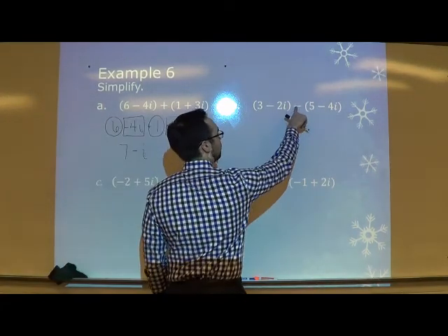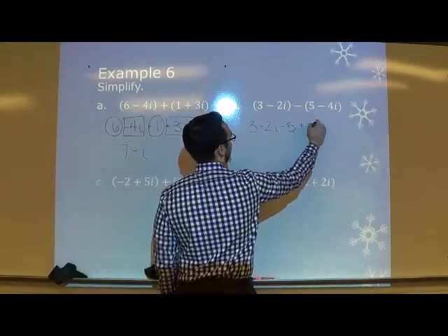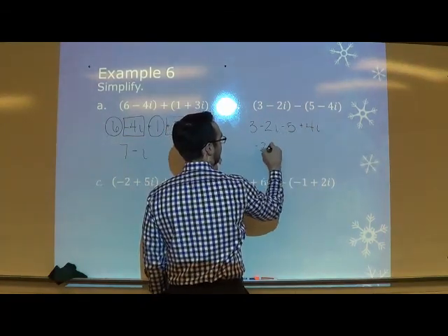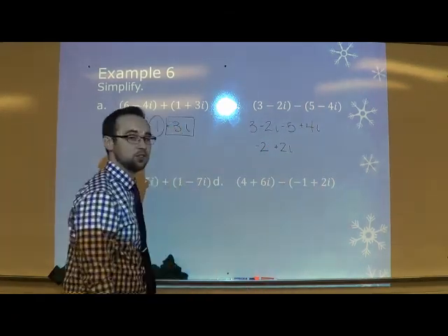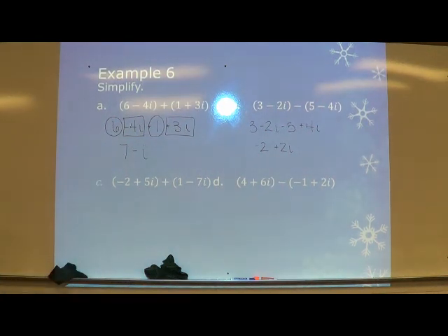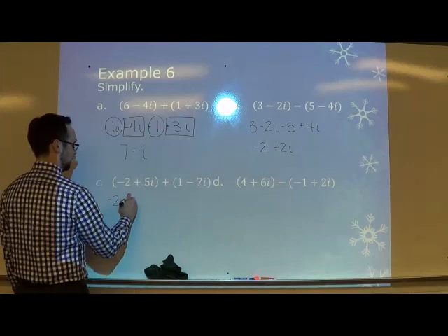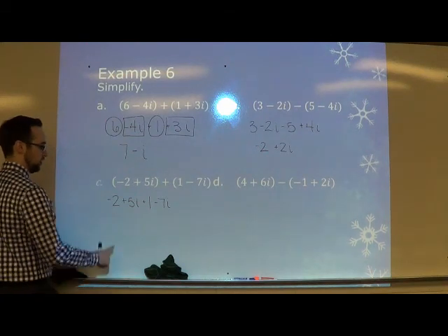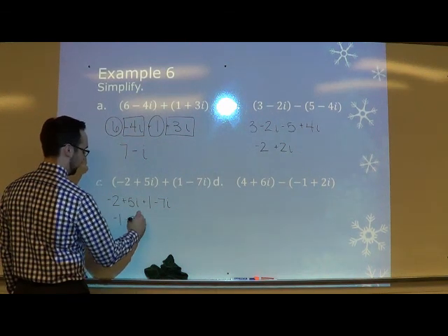Over here, distribute the negative. So we have 3 minus 2i minus 5 plus 4i. So we have 3 minus 5 is negative 2. Negative 2i plus 4i is plus 2i. So negative 2 plus 2i is our final answer. Again, I'm just going to rewrite it without the parentheses. So negative 2 plus 5i plus 1 minus 7i. So negative 2 plus 1 is negative 1. 5i minus 7i is minus 2i.